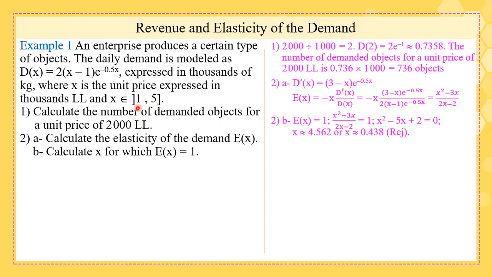But x belongs to the interval [1, 5]. Hence, 4.562 is the accepted value while 0.438 is rejected. Part C. Deduce the unit price when the revenue is maximal.